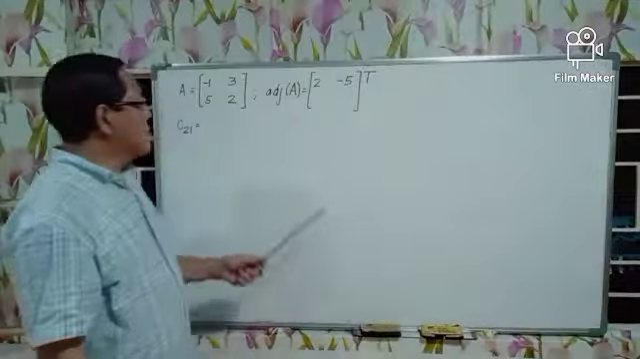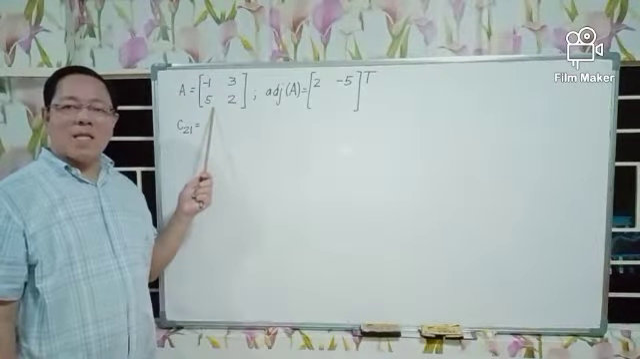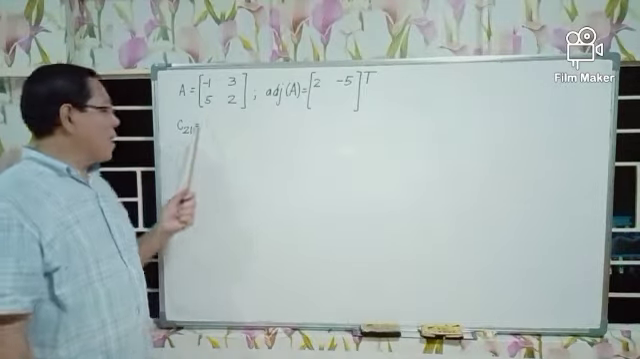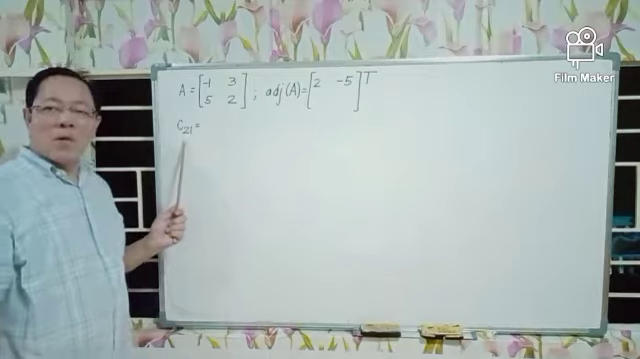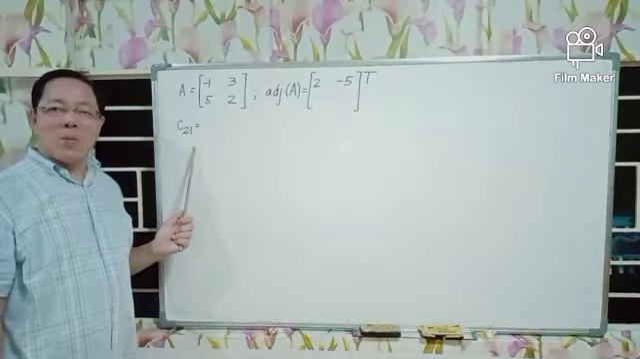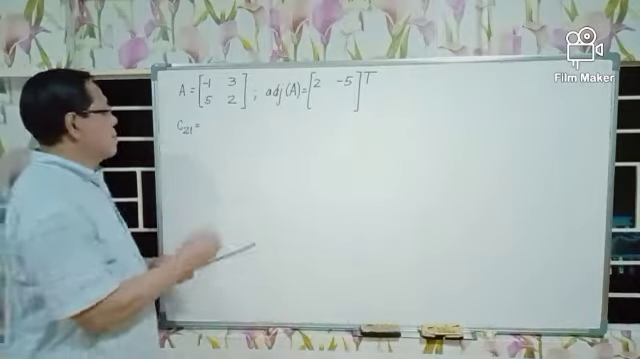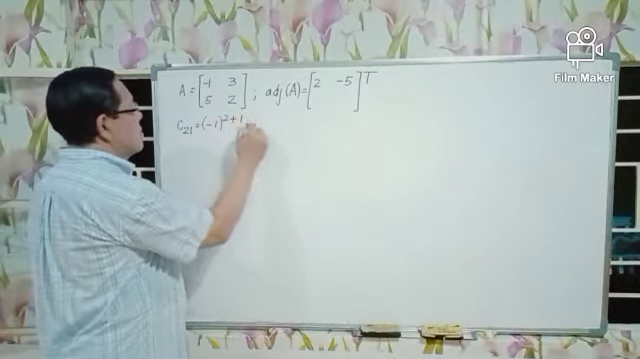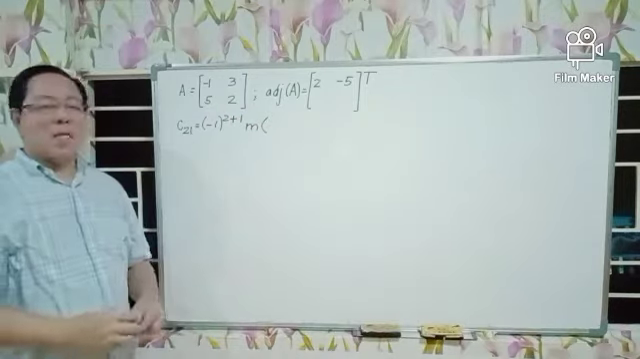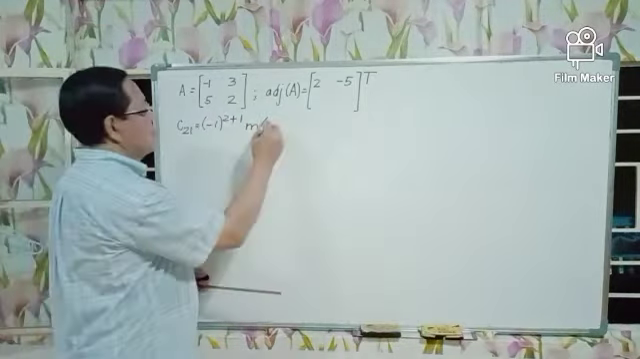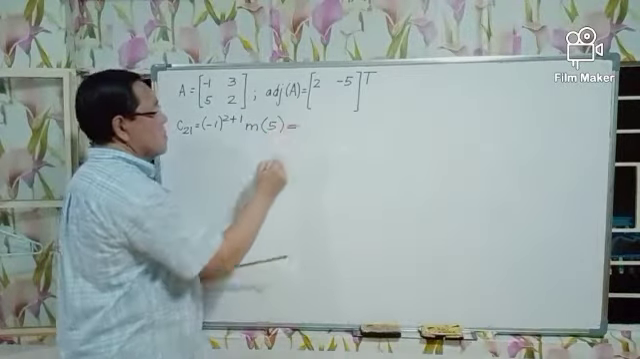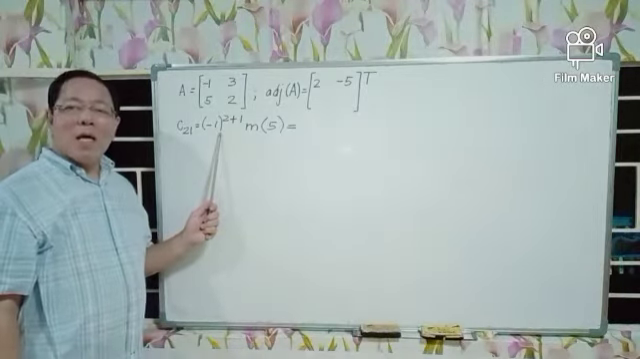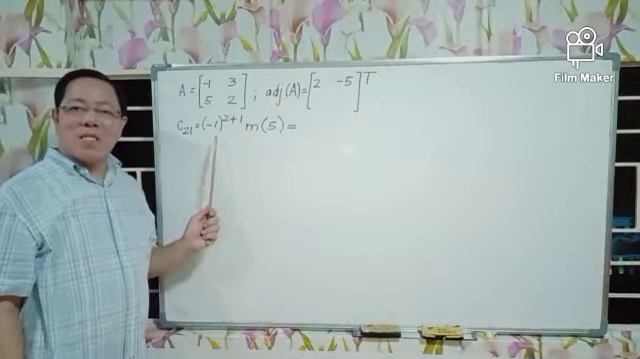Next, we find the cofactor of 5. 5 is the entry in the second row and first column. Hence, we denote its cofactor by C sub 2, 1. And the cofactor C sub 2, 1 is quantity negative 1 raised to 2 plus 1, multiplied by the minor of 5. Negative 1 raised to 2 plus 1 is the same as negative 1 raised to 3, and negative 1 raised to 3 equals negative 1.